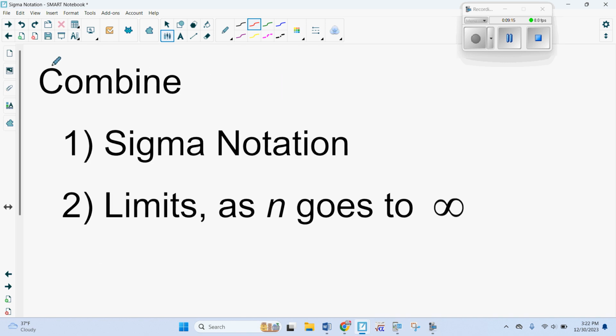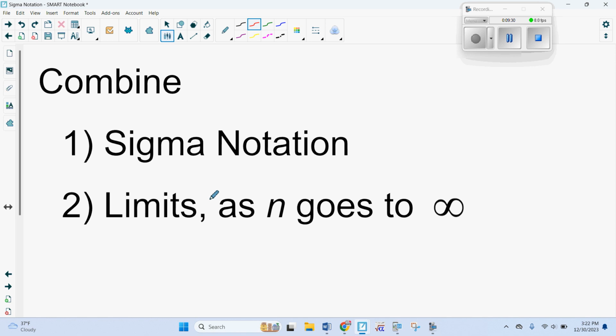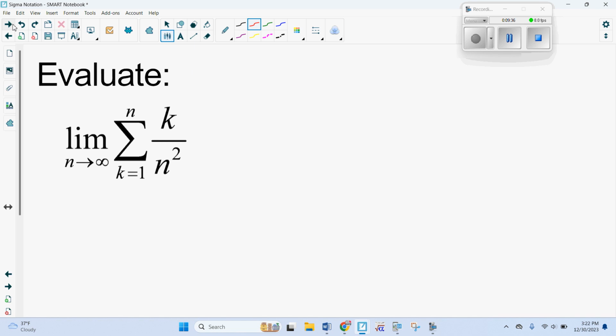So what we want to do is combine this idea of splitting something up into multiple sigma notations, pulling out the constants, and using those formulas, with our idea of limits as n goes to infinity. Okay, so let's look at this one. Find the limit as n goes to infinity of the sigma of k equals 1 to n of k over n squared.